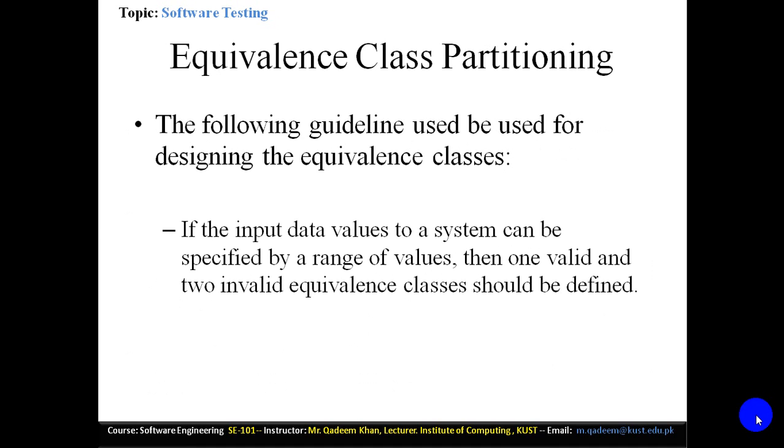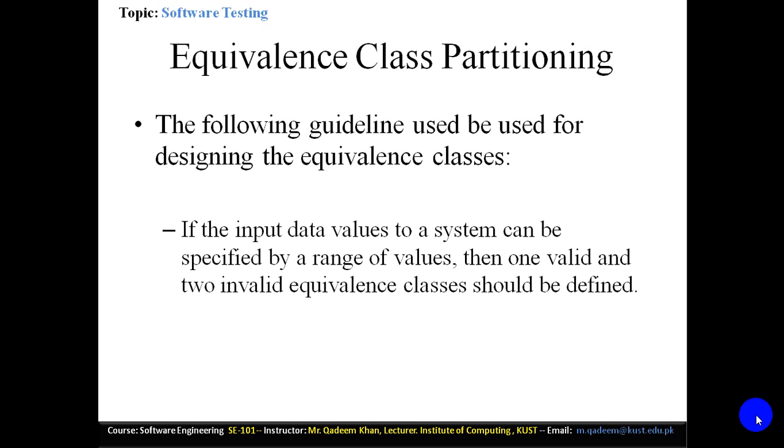Basically, first of all, we will take the input data values to the system, and we will specify the range of the values. For example, if a person wants to take admission in a university, his or her age should be more than 18 years and up to 60 years. If a student enters his or her age as less than 18, for example 2 years or 3 years, he is not eligible to apply for the university because he is a school student. So we specify the range here.